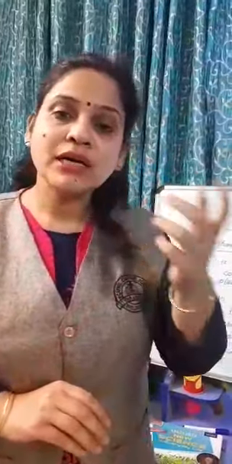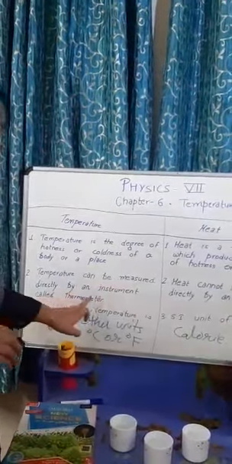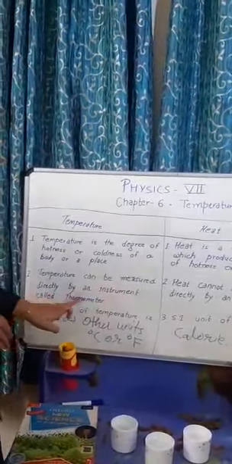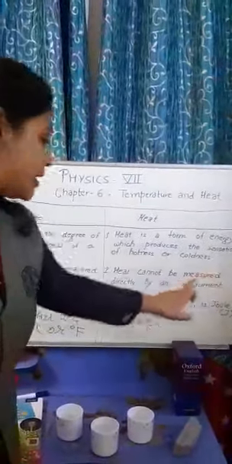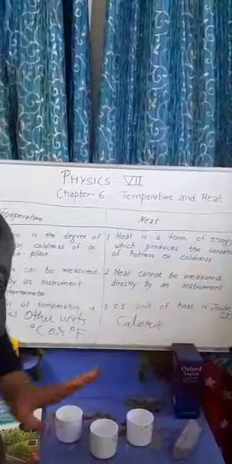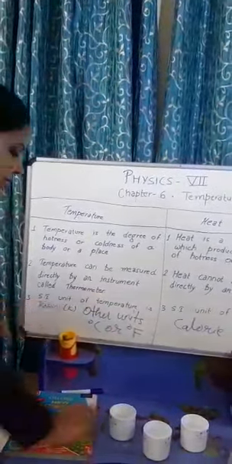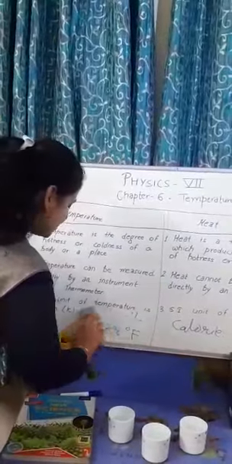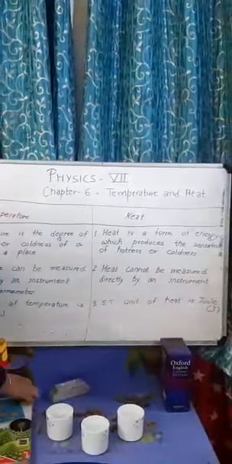Let me find out the other differences. Temperature can be measured directly by an instrument called a thermometer, whereas heat cannot be measured directly by any instrument. The SI unit of temperature is Kelvin. It is denoted by degree K. And the SI unit of heat is Joule.